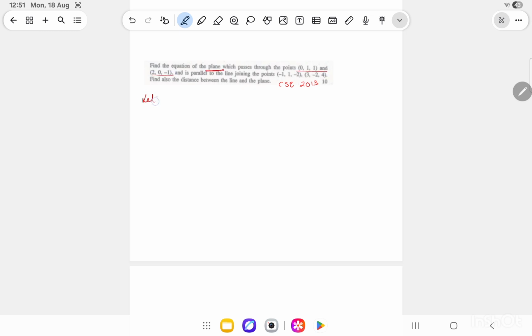So let the plane passing via (0, 1, 1) be a into (x minus 0) plus b into (y minus 1) plus c into (z minus 1) equals 0. And here a, b, c are direction cosines of the normal to the plane which is passing through (0, 1, 1). Let us name it as equation 1. This plane is also passing via (2, 0, minus 1). So (2, 0, minus 1) should satisfy this equation 1.